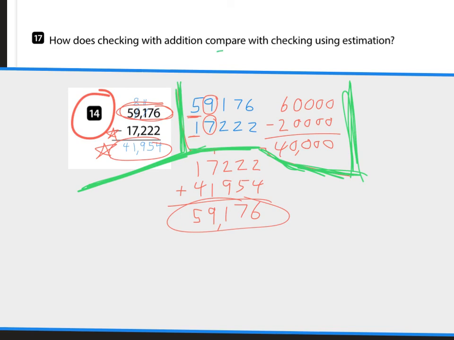All right, finally number 17, how does checking with addition compare with checking with estimation? So here's checking our problem with estimation, and here's checking with addition. Basically, if you were to check with addition and with estimation, you can do the work much quicker than you can do your subtraction problems. I always use estimation when I want to find out if my answer is close to the exact answer. And then of course addition, we know how to add numbers much quicker than subtracting.